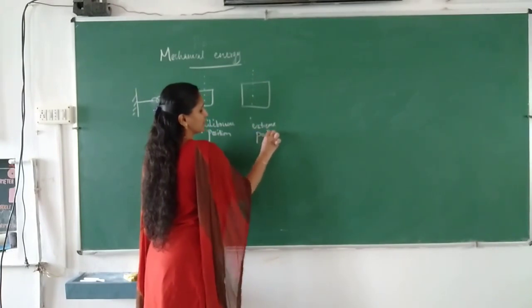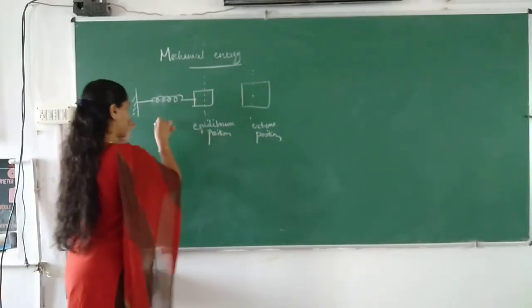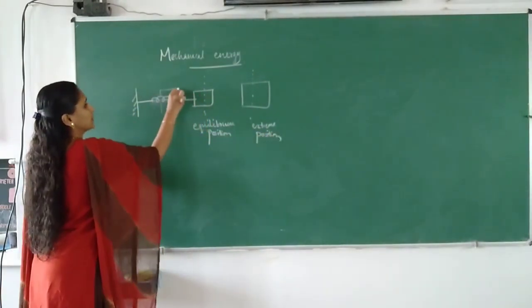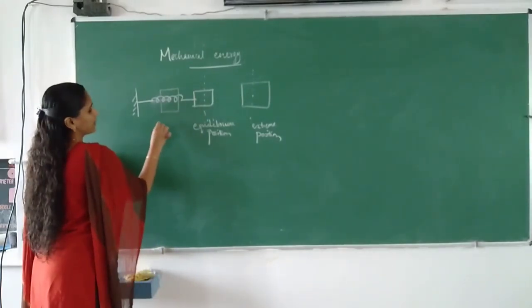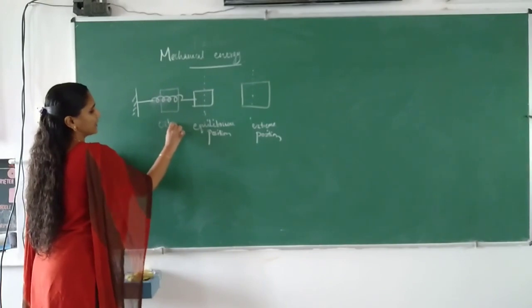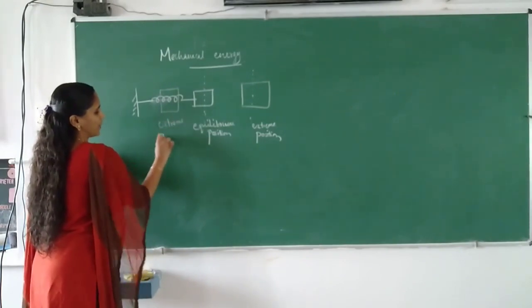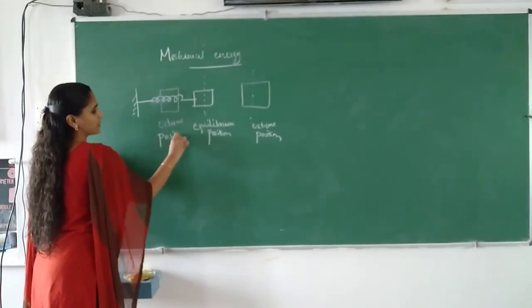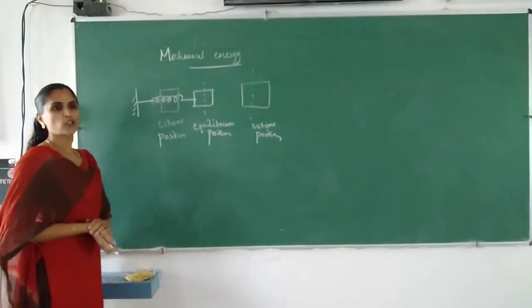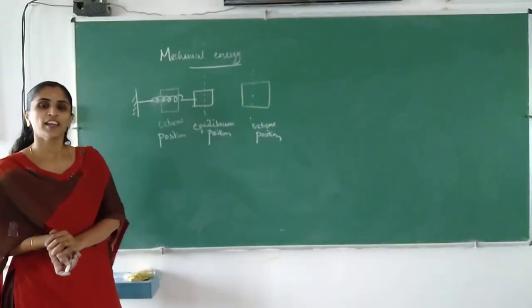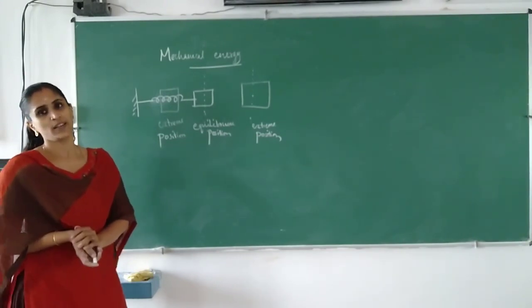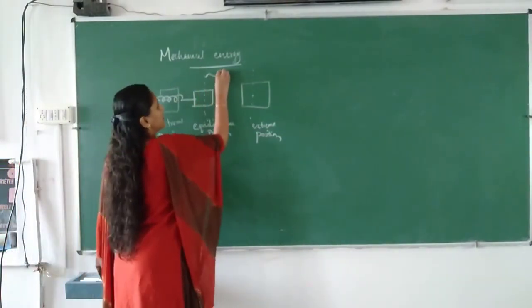Extreme position. And here also when it is compressed, it will reach, no? We can say this is maximum compression, that position is another extreme position. Maximum compression and maximum elongation. So when it is at the maximum compression and at the maximum elongation, we can say the potential energy will be maximum.